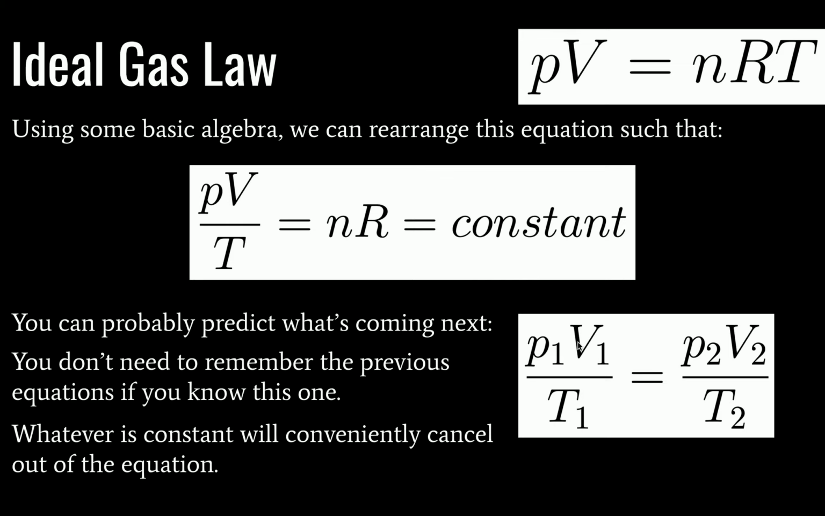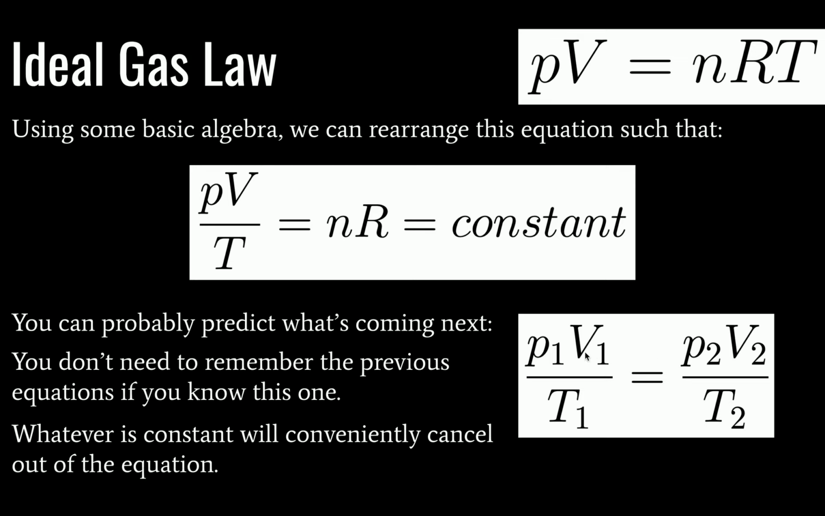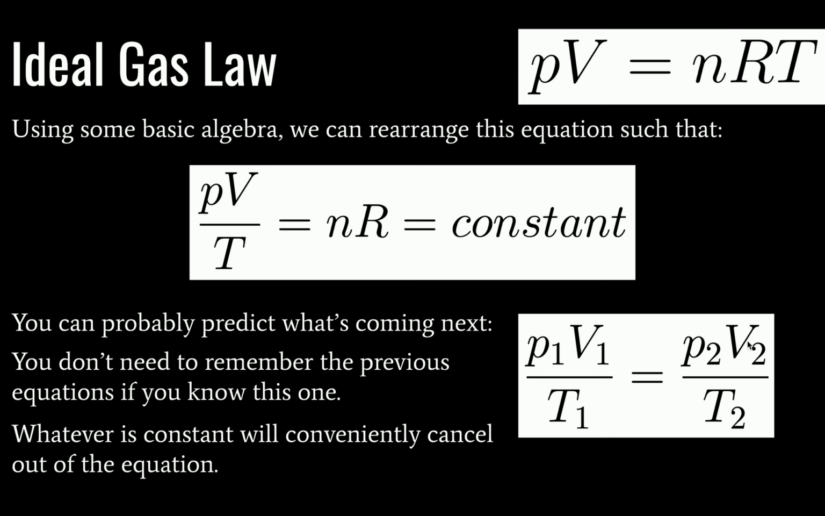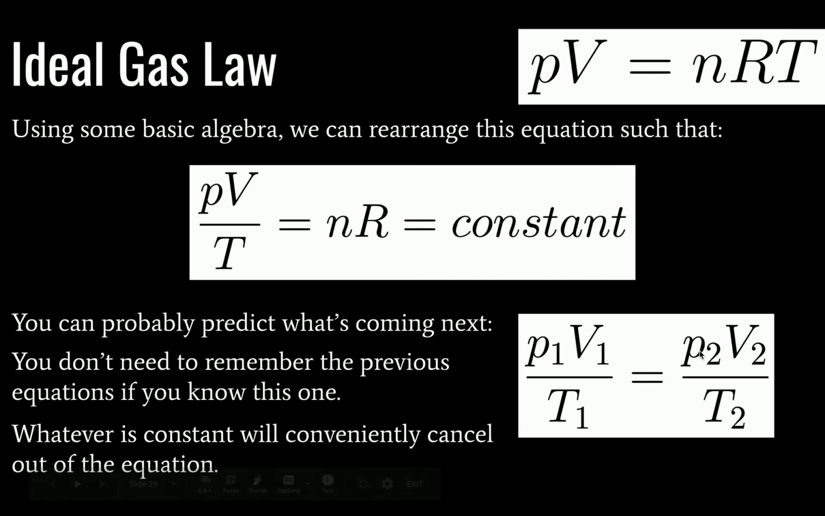Typically, you will have only 3 or maybe 4 of these 6 variables, and you will have a constant. In other words, volume will be constant, or temperature will be constant, or pressure will be constant. And if that is the case, then the constant variable will just cancel out of the equation. Okay, so if you remember this equation, you've remembered the equations for the previous slides. So this is the key equation. Very important.